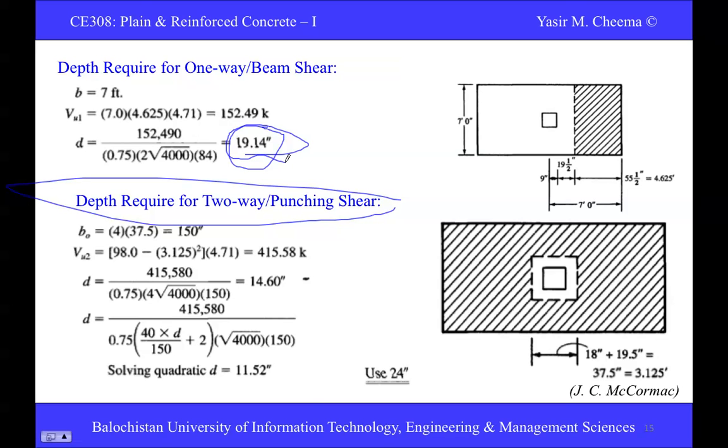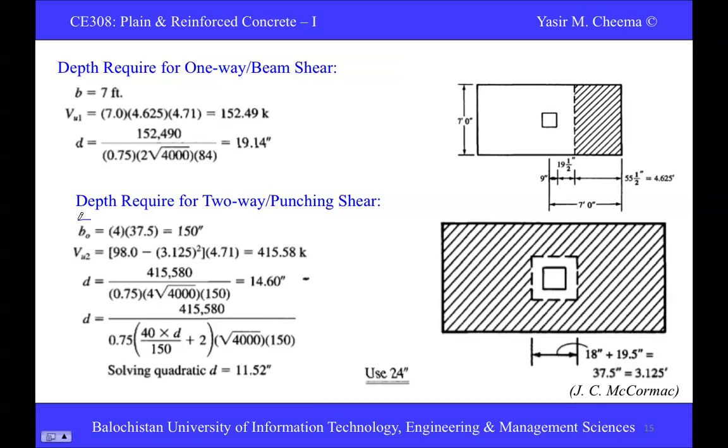So here now, for two-way, similarly B naught is 4 into 37.5 inch, and here is 37.5 inch. How do we calculate that? It's 3.125 inch, and again this shaded area, 98 is the total area, and 3.125 subtracted. That is the remaining shaded area. This shaded area comes to be 14.6 inch square, and from here we determine the value of D. That comes to be 11.52.